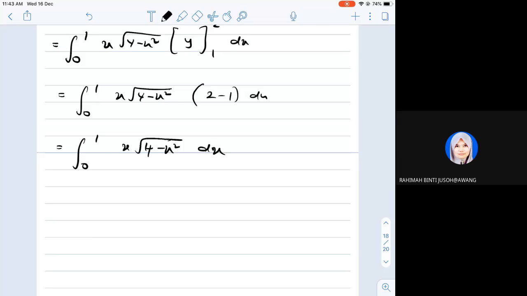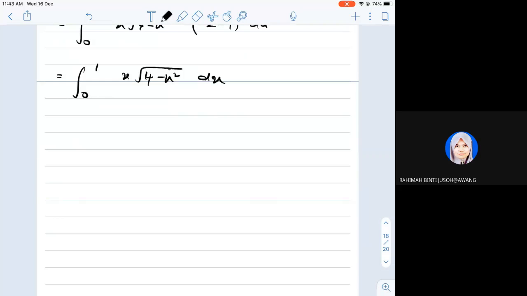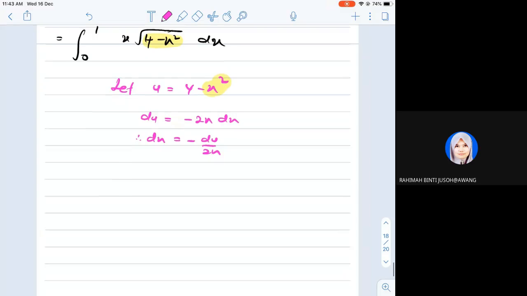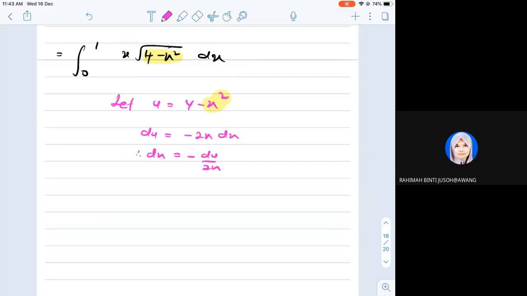Okay guys, now we need to make a substitution. So let's say saya ambil yang dalam ni je. Saya buat berbeza sikit dalam soalan. Okay, let u equals to 4 minus x squared. Let's say saya ambil ni sahaja. Okay, so differentiate u, we will get negative 2x dx. Ni differentiate x squared ni jadi negative 2x dx. Okay, therefore dx becomes negative du over 2x. Okay, so saya nak substitute sekali dengan limit.